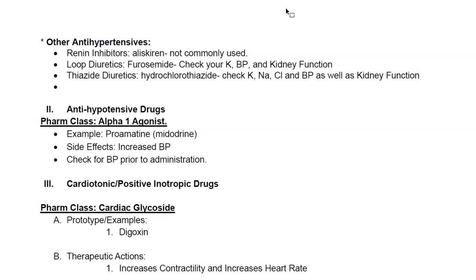An example of this drug, which you may see in the clinical setting as well as in the outpatient setting, is ProAmatine or midodrine. Side effects, obviously, this can increase your blood pressure, so we need to be very careful. And so when we are going to administer this medication, we need to check our blood pressure first and make sure that it's not too high, because again, too high of a blood pressure can actually be damaging for your patient. So again, check your blood pressure before administering midodrine.